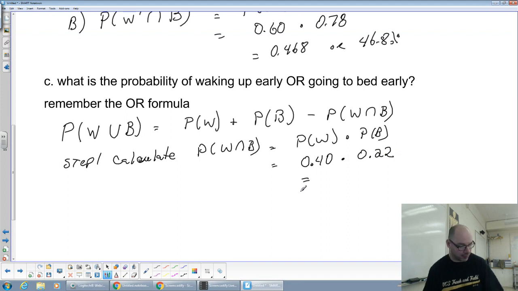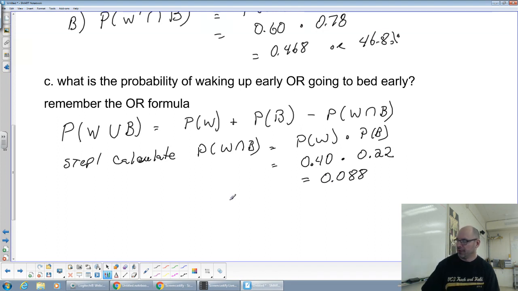Okay, so we got to take a calculator out for that one. 0.4 times 0.22, and you get 0.088. So there is a little bit of overlap. So they're non-mutually exclusive events, even though they're independent of each other, because there is some overlap.